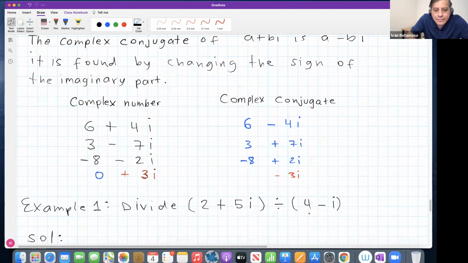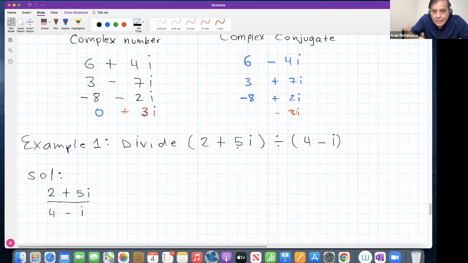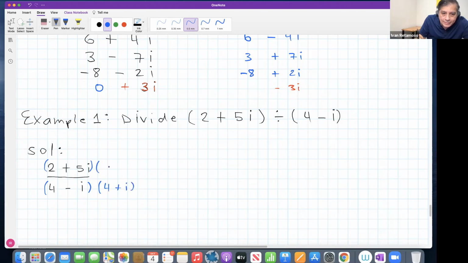So now we are ready for division of complex numbers using multiplication by the complex conjugate. Suppose they give you this division of complex numbers: 2 plus 5i divided by 4 minus i. How do you do this? Well, quickly we look at the denominator and identify its complex conjugate, right? The complex conjugate of the denominator is going to be 4 plus i, and that is what we're going to use to multiply numerator and denominator by. So we multiply the denominator by 4 plus i and the numerator by 4 plus i to keep this fraction balanced, or unchanged.